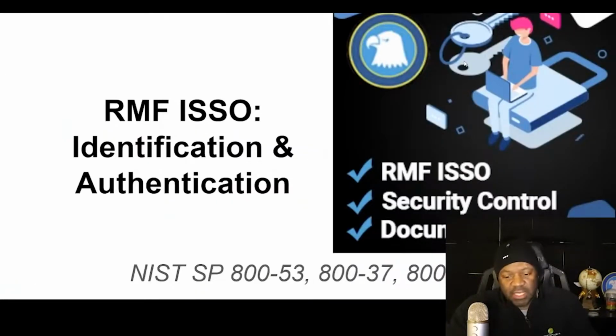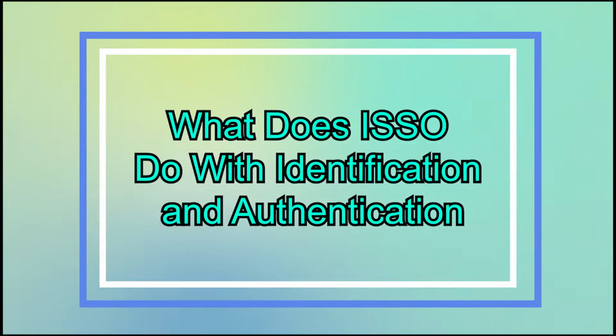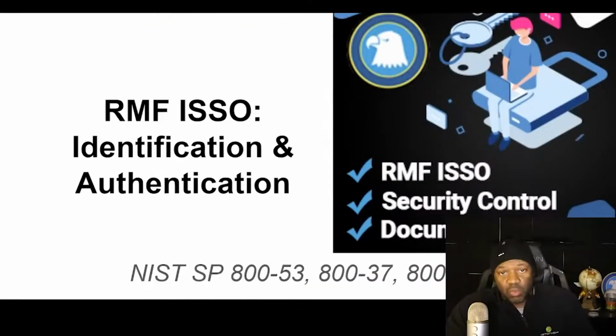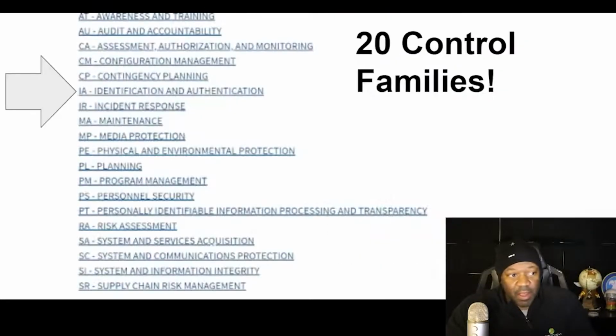This is focusing on what does an ISSO, an Information System Security Officer, do with this particular control family. So this is identification and authorization. So when we're talking about the NIST controls, we're talking about 20 control families. We're focusing right now on just this one, IA controls, identification and authorization. We've got tons of other ones.